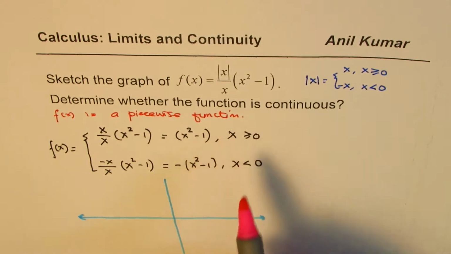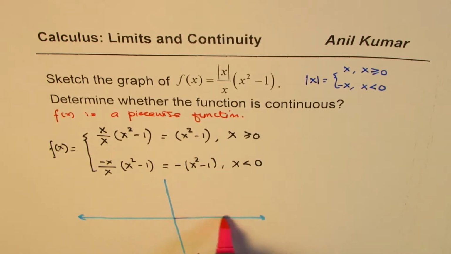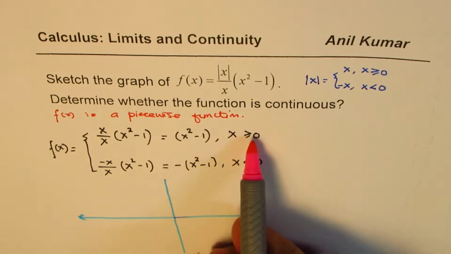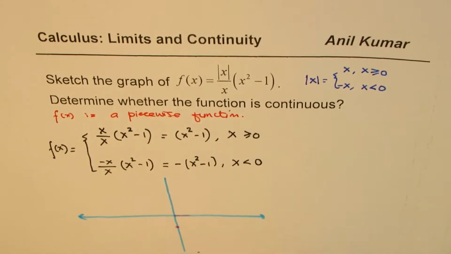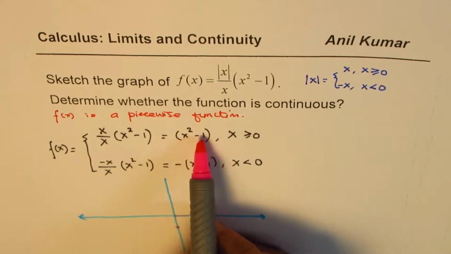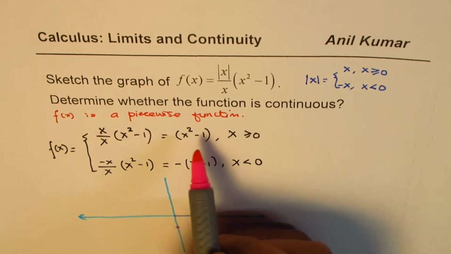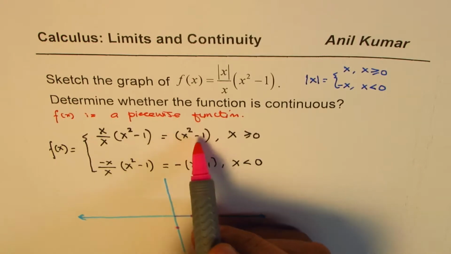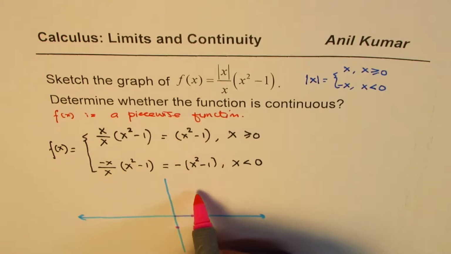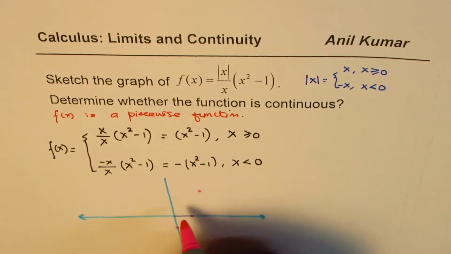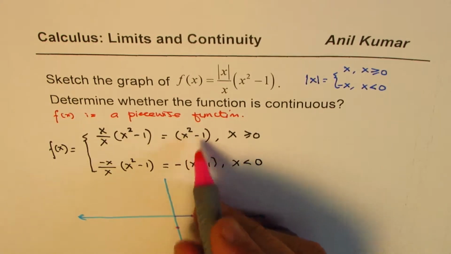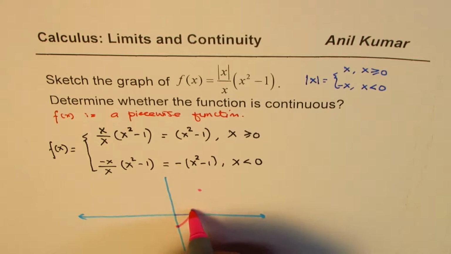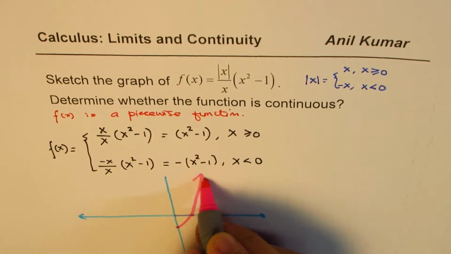So when x is greater than or equal to 0, we are talking about this side, right? If I substitute 0 here, I get 0 minus 1, which is minus 1. So we get a point here. If I substitute 1, I get 0. If I substitute 2, then 4 minus 1 is 3. So somewhere kind of like this. It gives you a parabola which is opening upwards, correct? From minus 1 going upwards like this.